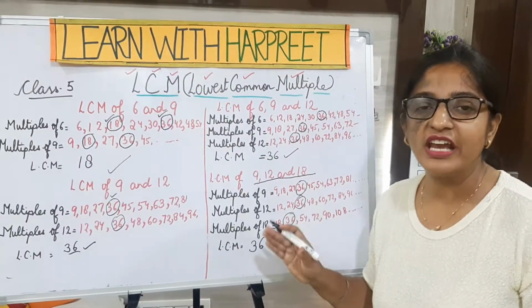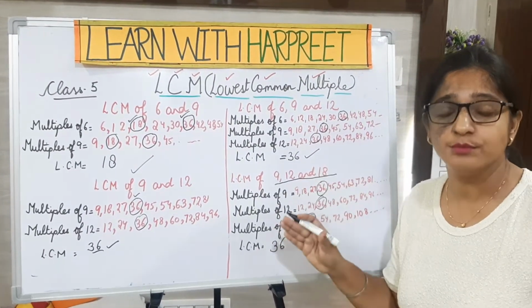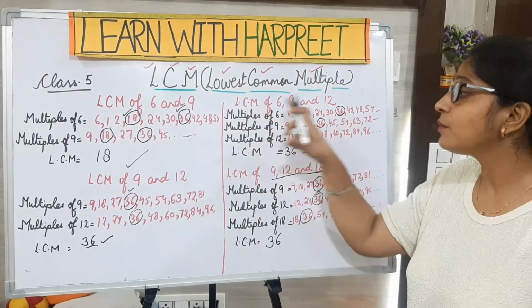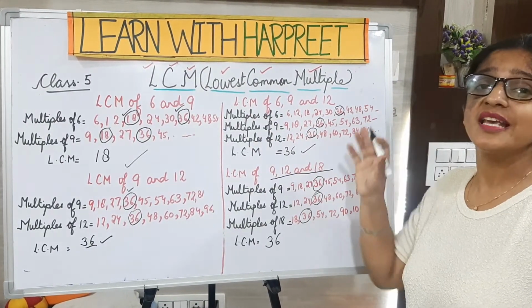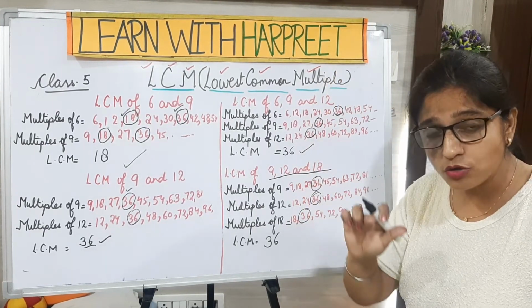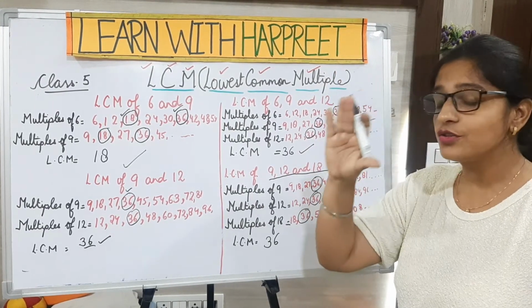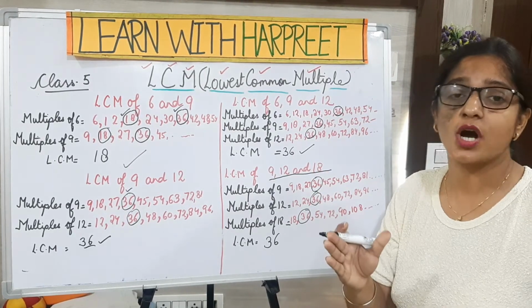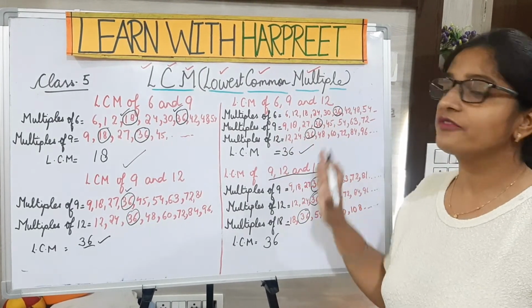So this is the way of finding LCM, lowest common multiple. If I give you 4 numbers, you will write the multiples of all the 4 numbers and then you will find the common multiples out of them and then you will find the lowest common multiple. This is the concept of LCM.